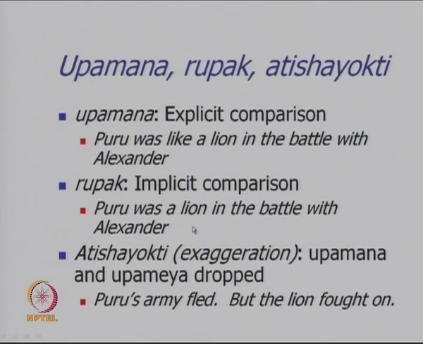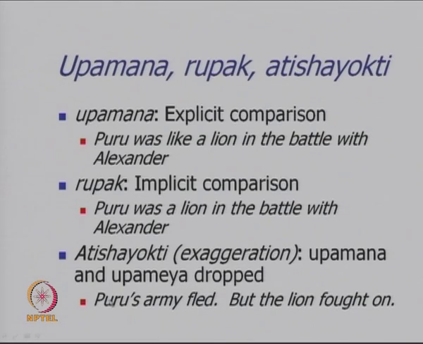So, what is being compared is not Puru's physical features, but his property of courage and valor and skill in war. So, these properties are being compared with the properties of a lion. So, in rupak we drop the comparing preposition like. In atishayokti or exaggeration, Upamana and Upameya both are dropped.